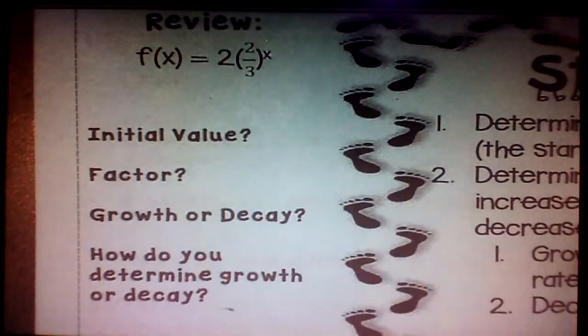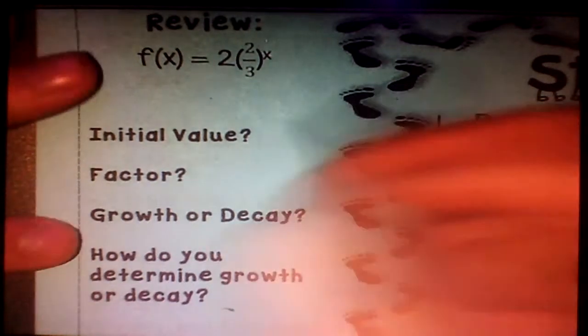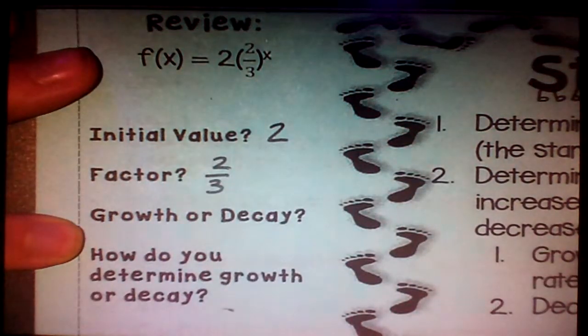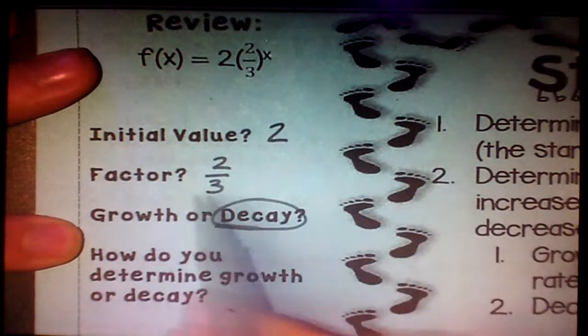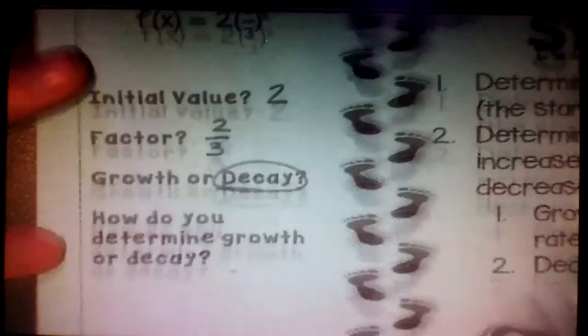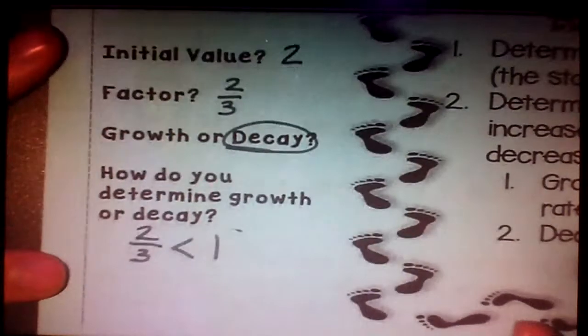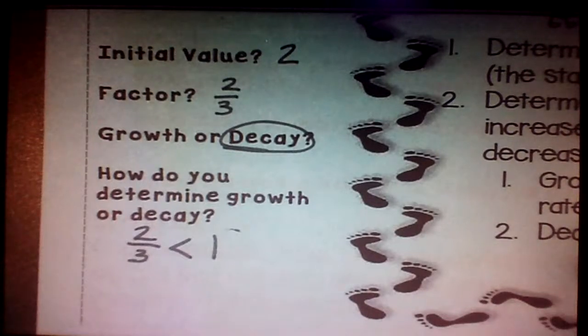Okay, so let's review from an equation. f of x equals 2 times 2/3 raised to the x. What's my initial value in this equation? 2. What's my factor or my base? 2 over 3. Is this growth or decay? Why? It's less than 1. 2/3 is less than 1. Okay, so my initial value was 2. My factor was 2/3. We know it's decay because 2/3 is less than 1.